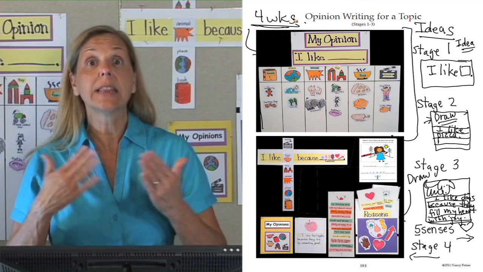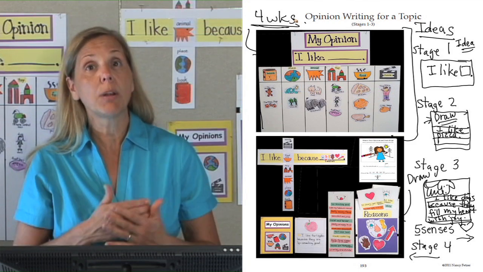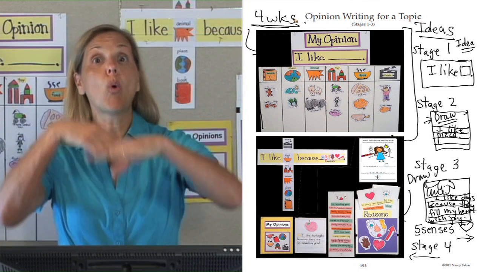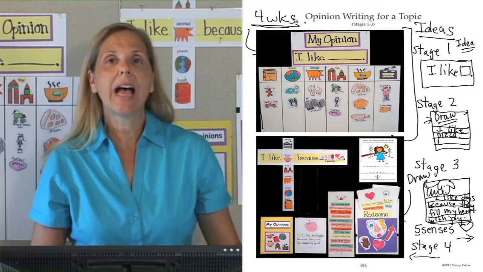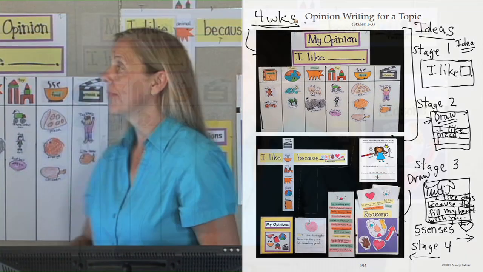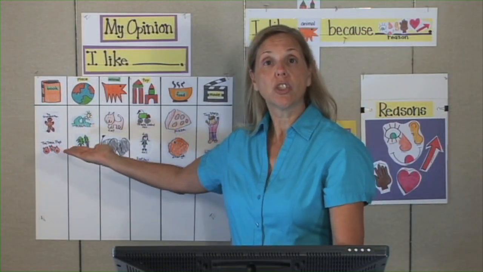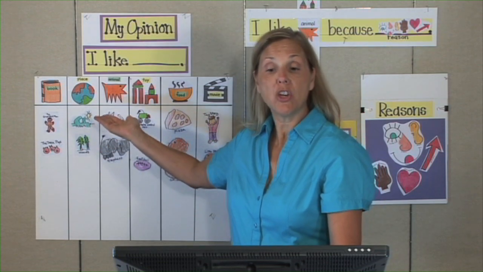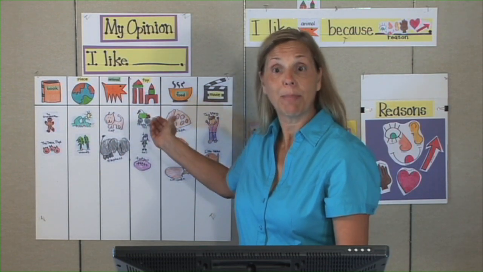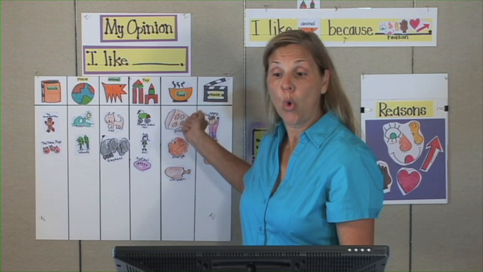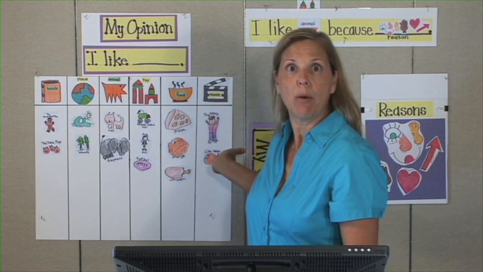Let's now look at things that we could have an opinion about, things that we read or anything in the world. Then I show them the wall chart. Up on the wall chart, I'll show them we can have an opinion about a book, about a place, about an animal, your favorite toy, about food you like, about movies.